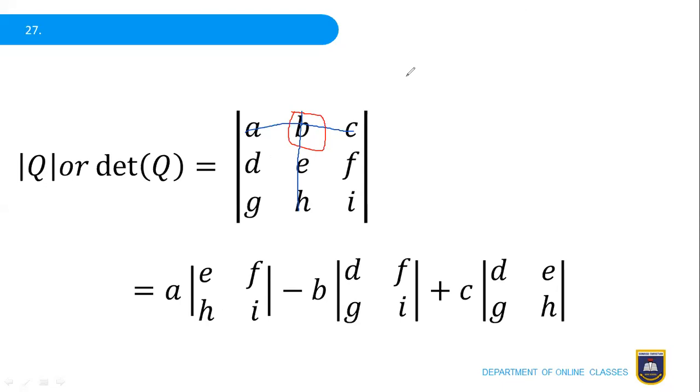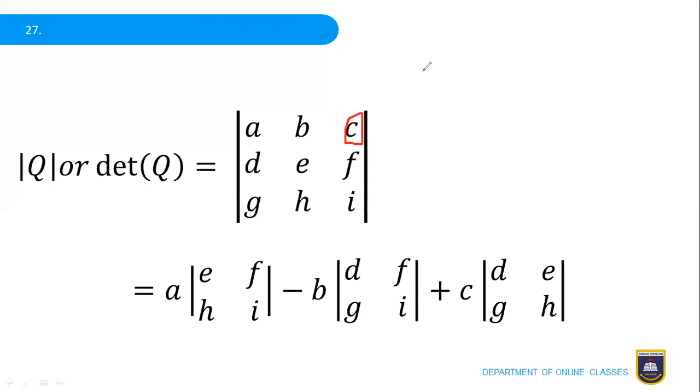Again, we pick the C. C is in the first row, third column. So let me clean this. We go there and pick. Let me pick my pen so that we can get our C. Let me pick my C in the red ink.